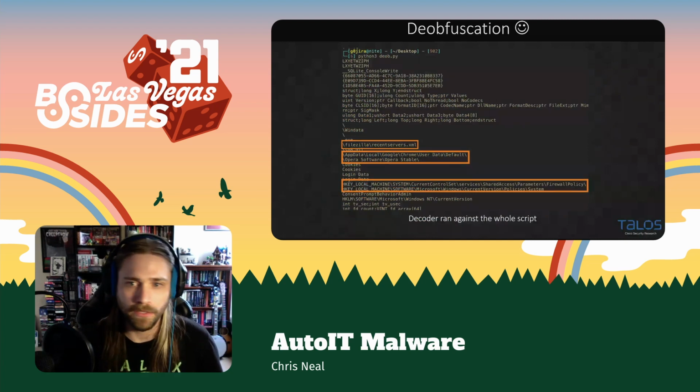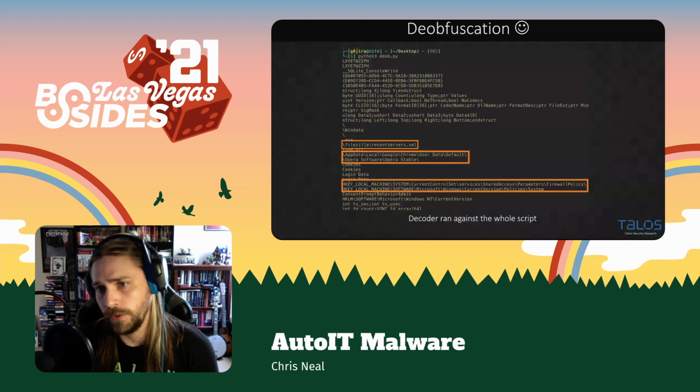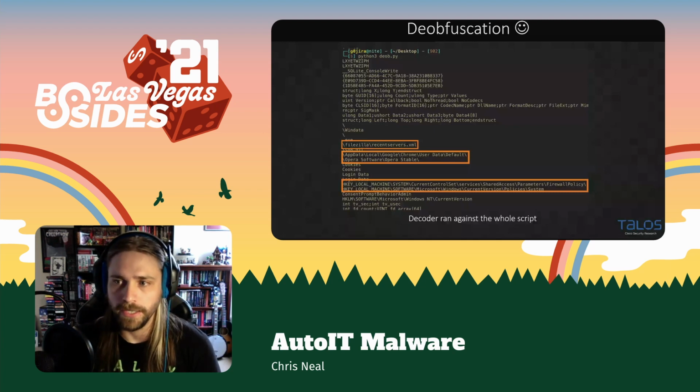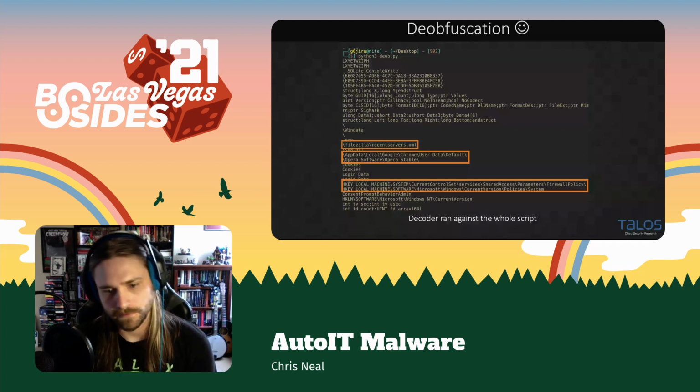And you can see here that just running my script gives me a pretty good idea of what the malware is doing. Here in the orange boxes, you can see it's doing things like targeting Chrome, Opera, FileZilla, and is likely making multiple registry changes.